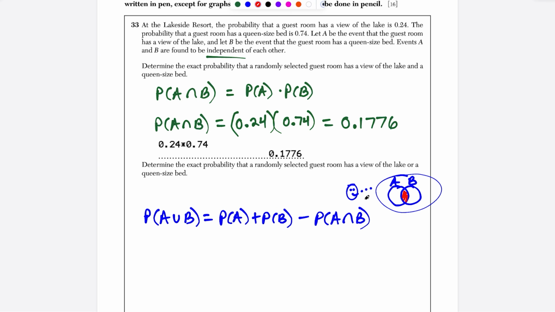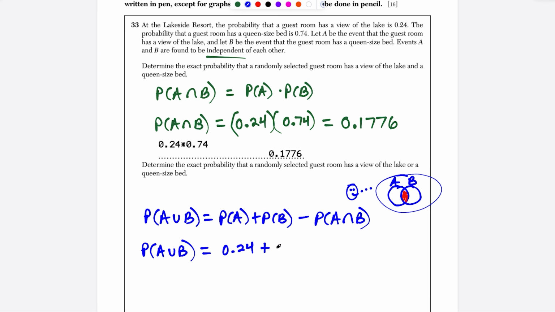That's why we have to subtract it out once so that it only gets counted once. Okay, so that's why this formula takes the shape that it does. So now we just have to plug in. We're going to have the probability of A or B occurring is equal to the probability of A is 0.24.